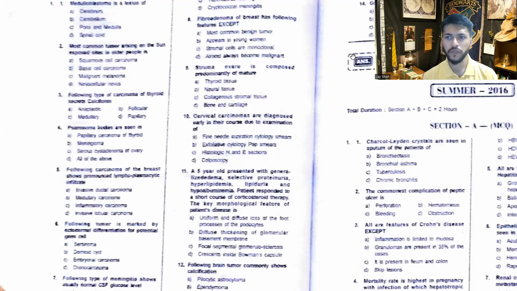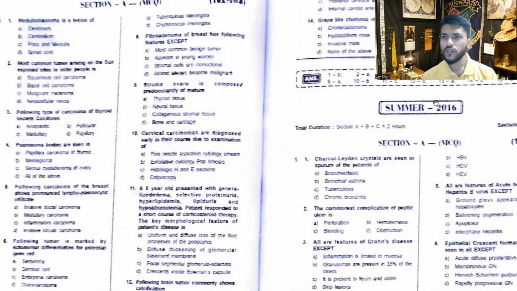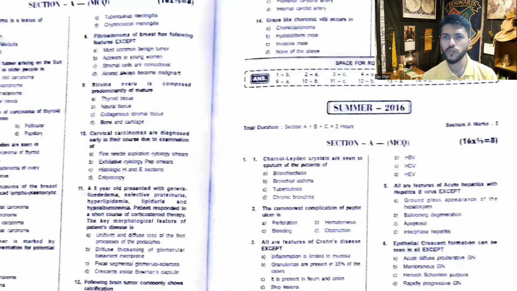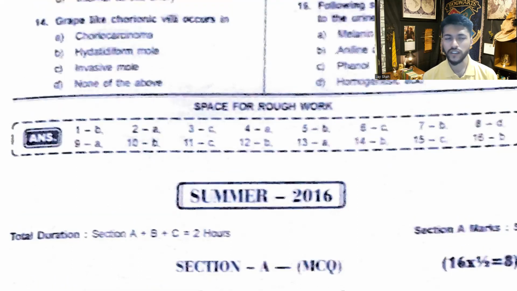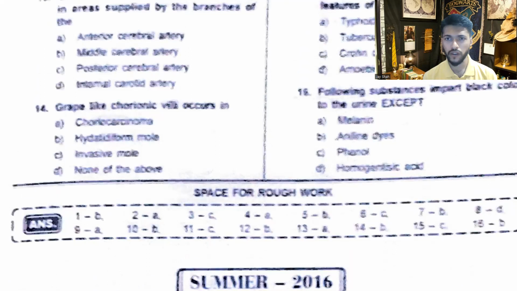So we have completed summer 2016. Only 3 or 4 more papers remain. Let's complete them. Following substances impart black color to urine. So melanin, yes. Homogentisic acid, yes, alkaptonuria. Aniline dyes, yes. Phenol does not impart black color.